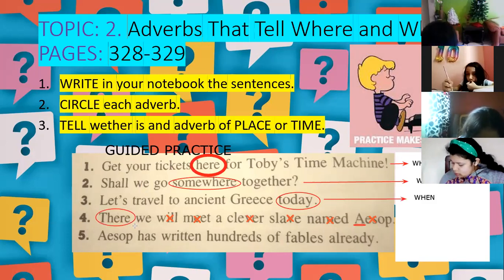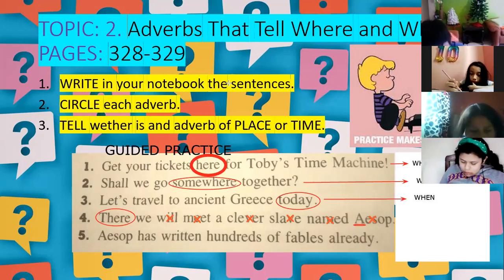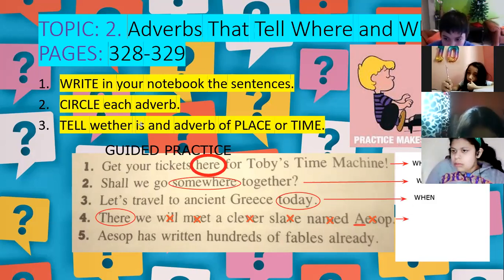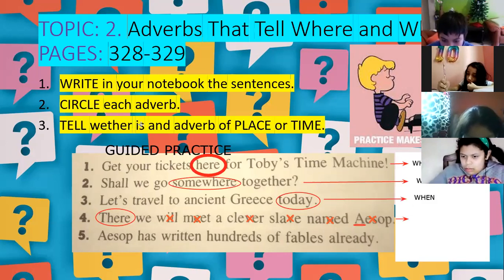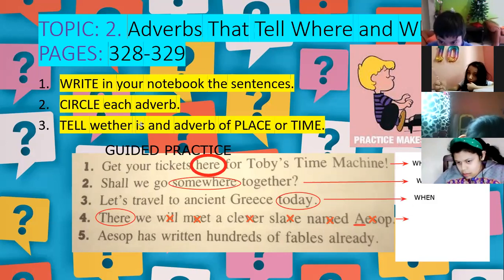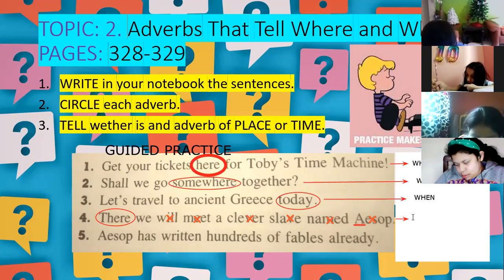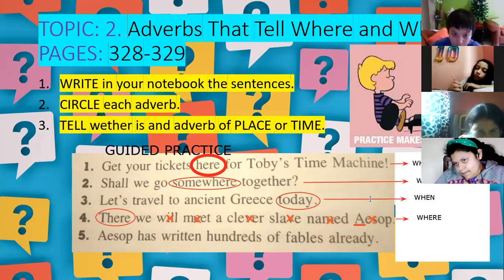There. The adverb is there, because there talks about a place. Put your notebook there. My computer is there. My friend is there in front of me. There. Place. So this adverb tells where.